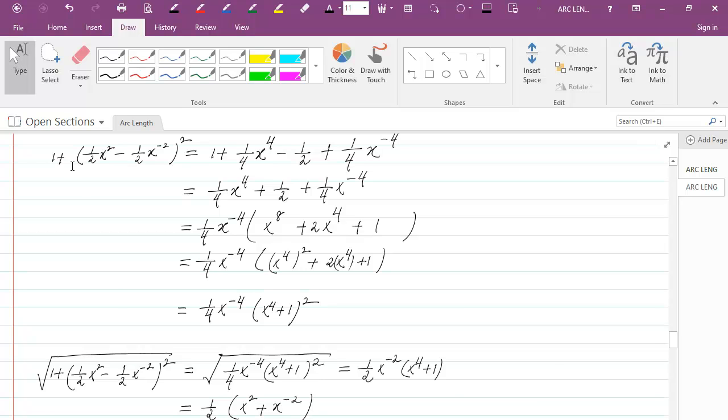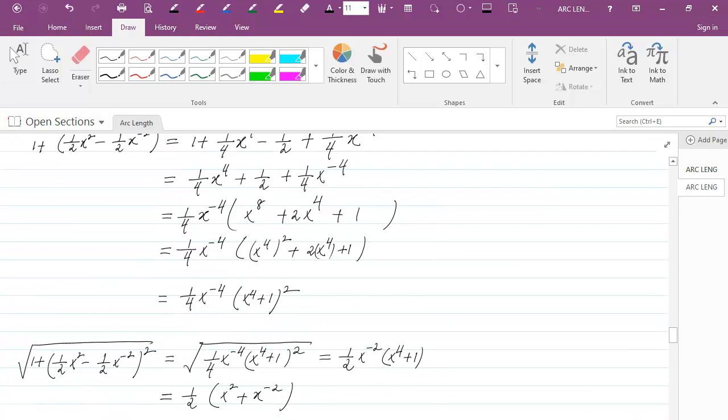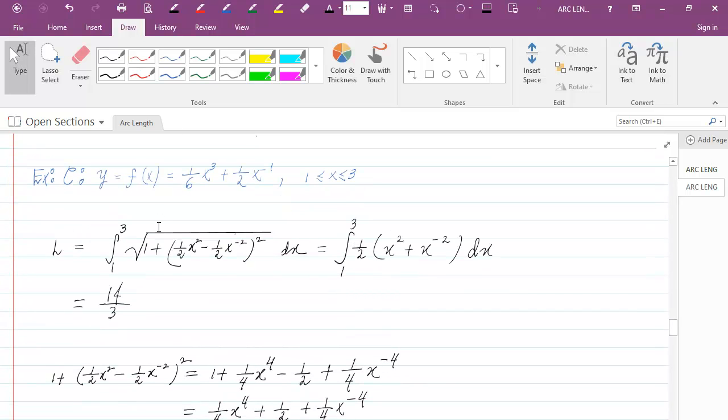is, if we take the square root of this, we get half x to the -2 times x to the 4 plus 1. So as a result, we get half x to the 2. So here, if I multiply out now, I get half x to the 2 plus half x to the -2. So this is what I get, half times x to the 2 plus x to the -2. So we see that the integrand can indeed be simplified to this, and now we integrate this.